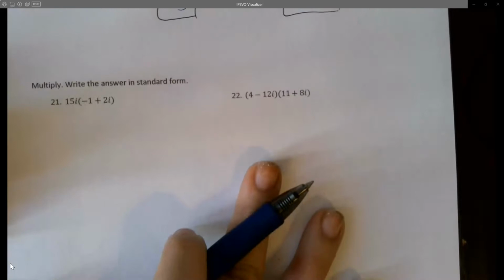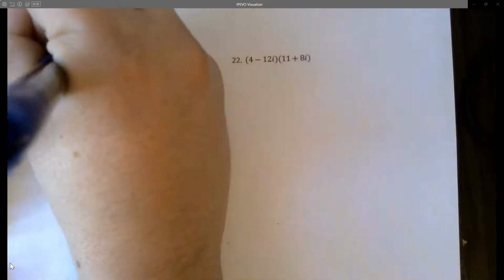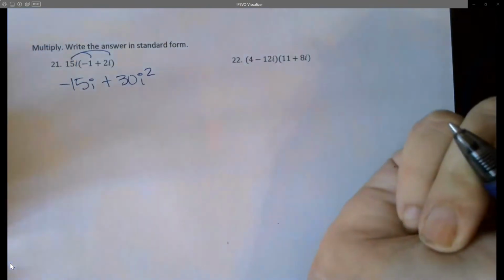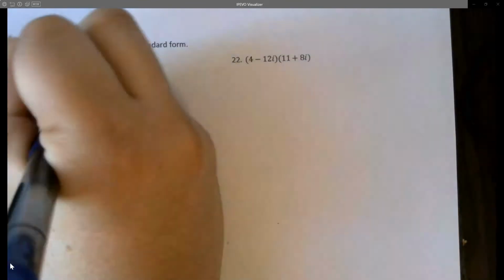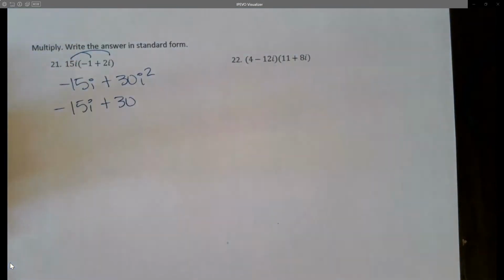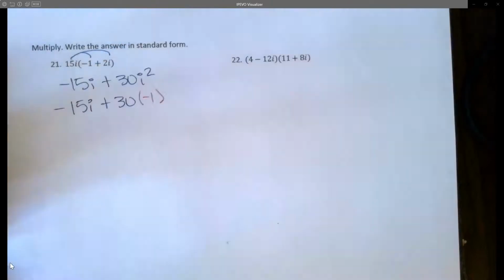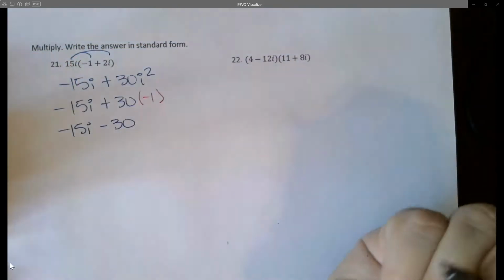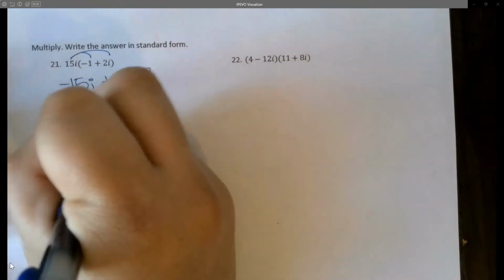Okay. On 21, I want to multiply and distribute. So I have 15i times negative 1, which gives me negative 15i. Then I have 15i times 2i, which is going to give me 30i squared. Remember from when I was solving that i squared needs to be replaced with negative 1 every time I see it. So I've gone ahead and replaced that with negative 1. I want to multiply 30 by negative 1, which gives me negative 30. To write this in standard form, you always have your real piece in front. So I have negative 30 minus 15i.